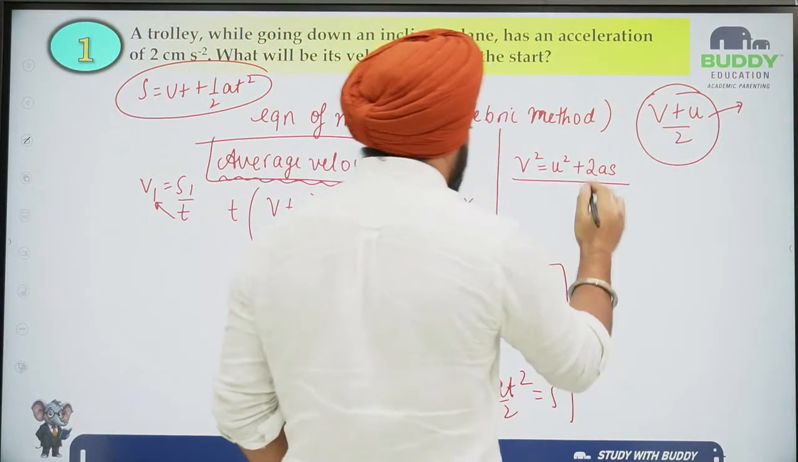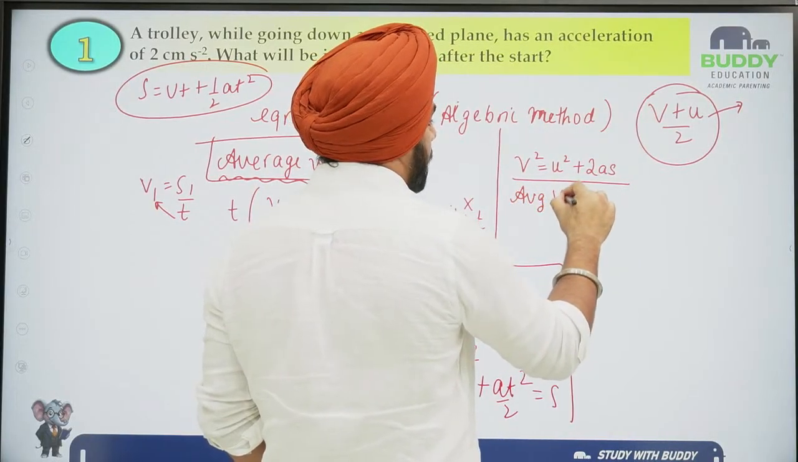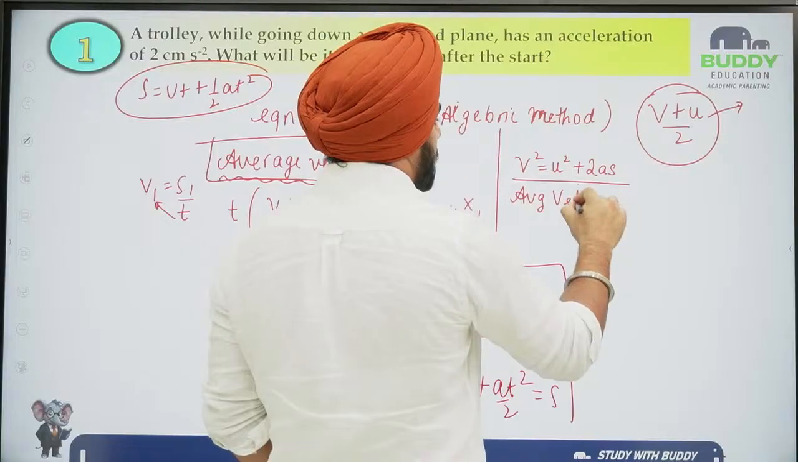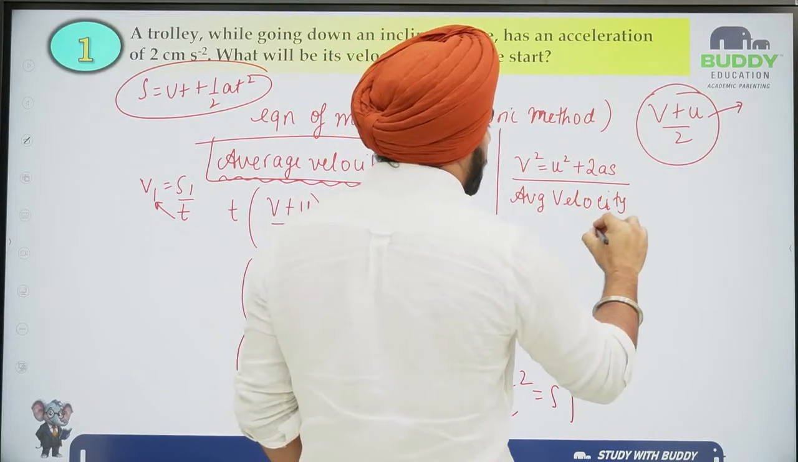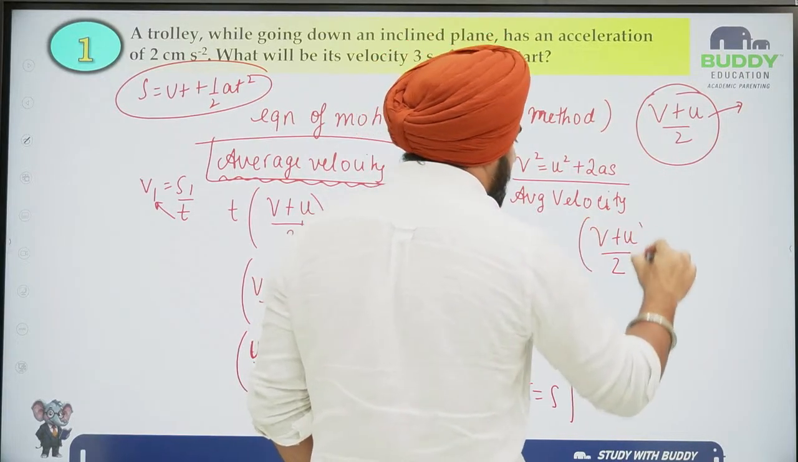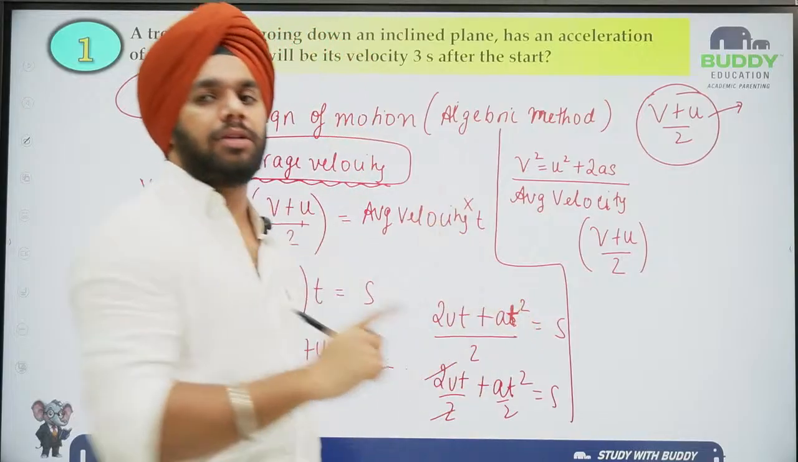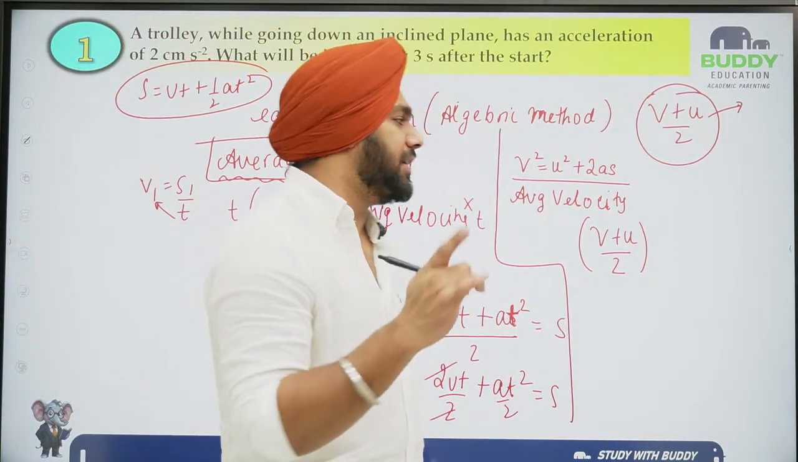So right, what was the formula for average velocity? Not the general one, the exceptional one. So the exceptional one was v plus u by 2, right? And I told you that this formula is only valid when the time interval for both the displacement is same.